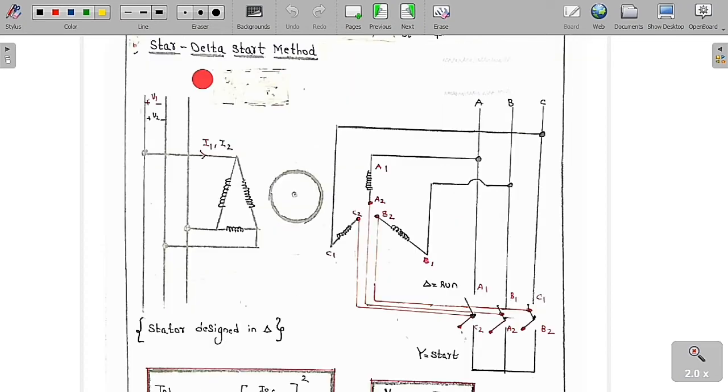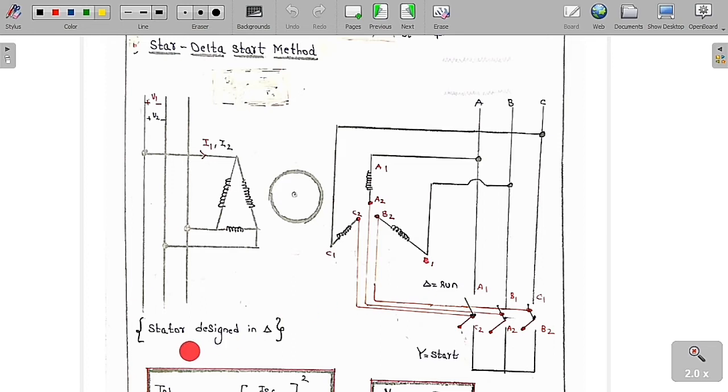The other type of reducing the voltage is called the star delta start method. So you can say clearly, star delta start method, how to use this. Now we will see, the stator is always designed in the delta connection. The star connection we are going to use for the starting, and then we go for the delta at the running condition.